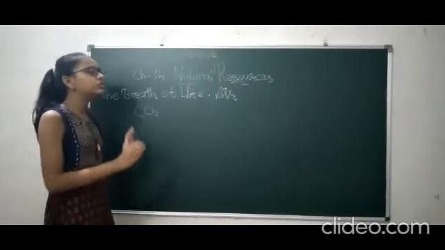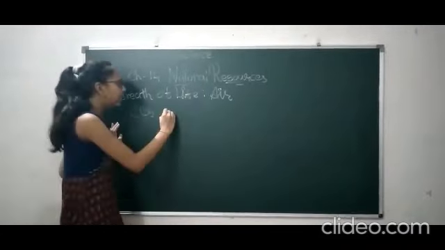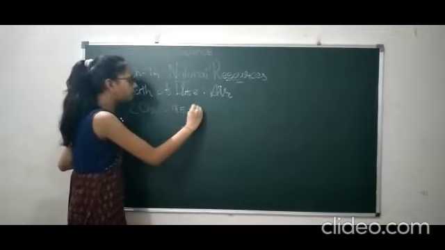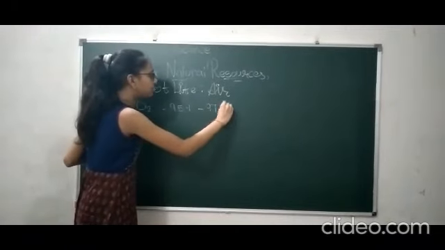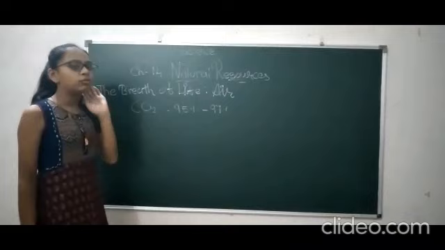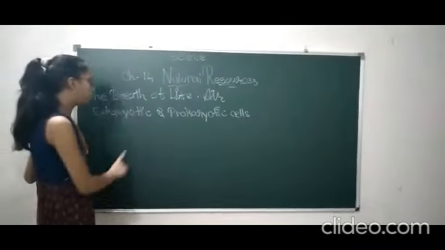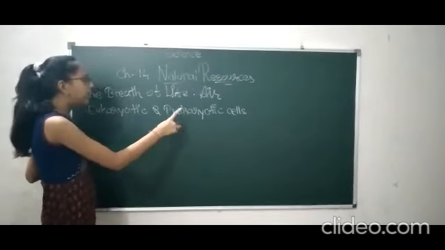And almost carbon dioxide is 95% to 97% in the atmosphere. Now we will talk about eukaryotic and prokaryotic cells.